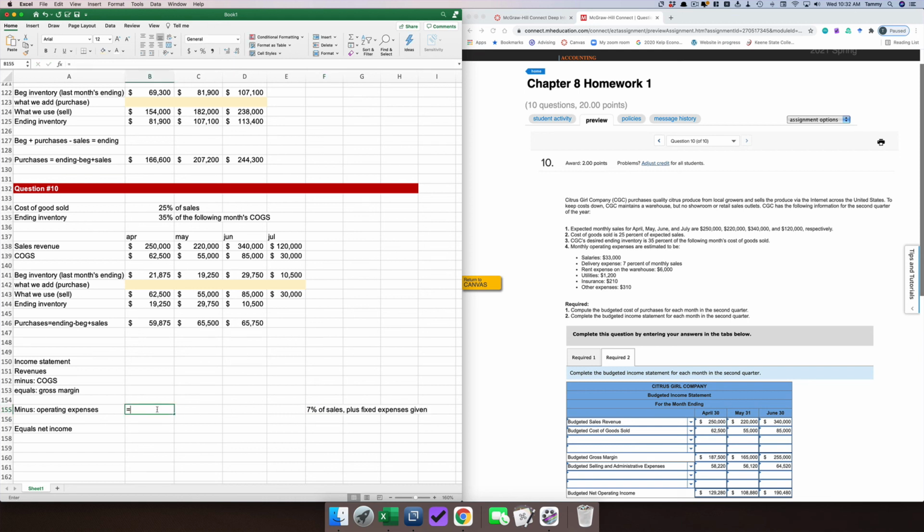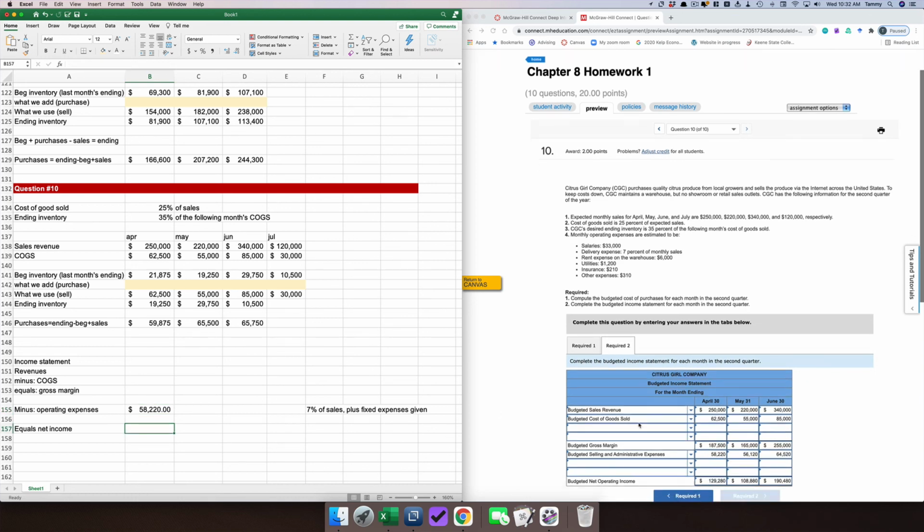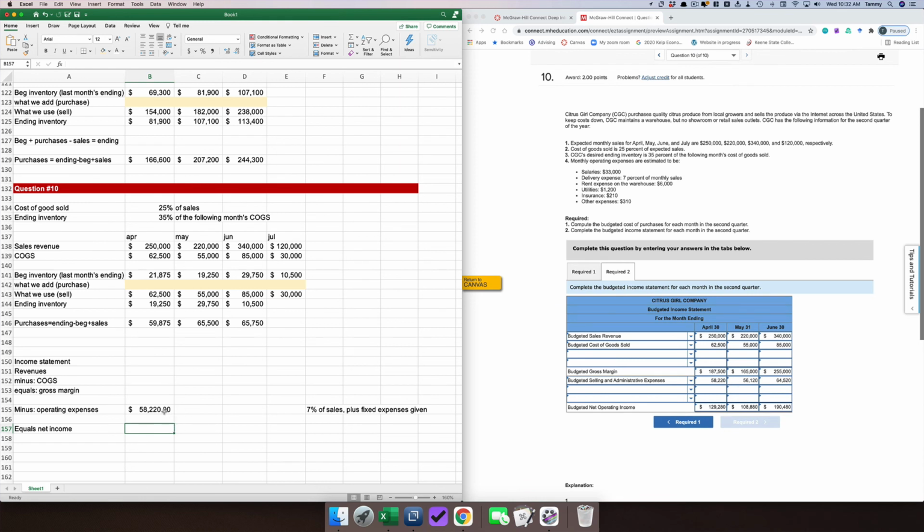Okay, equals 0.07 times sales plus, and then you just plug these in, 33,000 plus 6,000 plus 1,200 plus 210 plus 310. 58,220. There's this number here, right? 58,220. We can go ahead and now sort of copy out all our cell references.